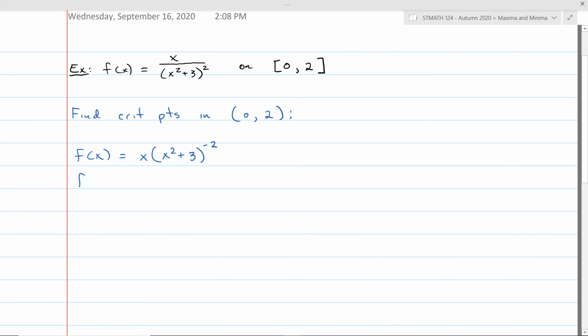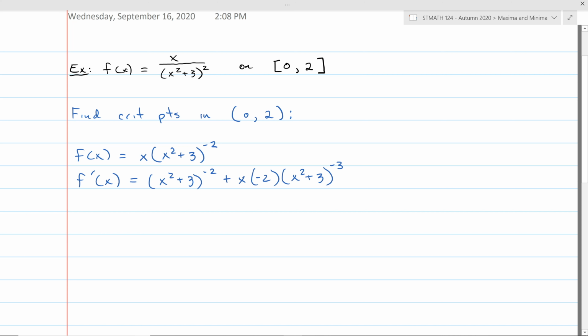So now f prime of x, derivative of the first term is just 1, so I'd get (x squared plus 3) to the negative 2 plus, and then I leave the x alone, and then it becomes negative 2 times (x squared plus 3) to the negative 3, so I'm using the power rule there.